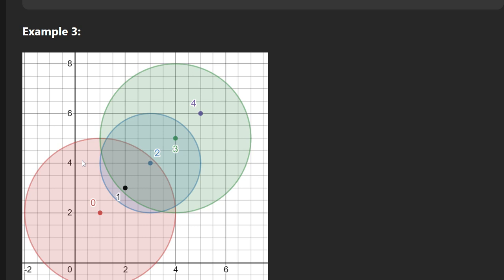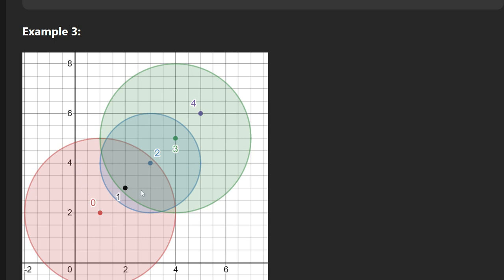There are three circles here: the red circle, the blue circle, and the green circle. This represents the radius of the center of the red circle where the bomb is placed. This represents the center of the blue circle where the bomb is placed. This represents the center of the green circle where the bomb is placed. I am starting with zero, and that means the red circle. I am detonating it, exploding it.